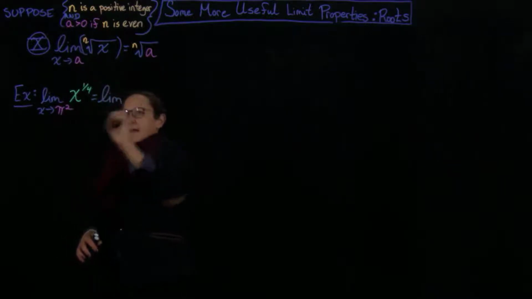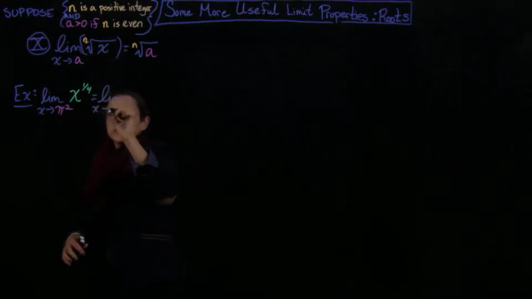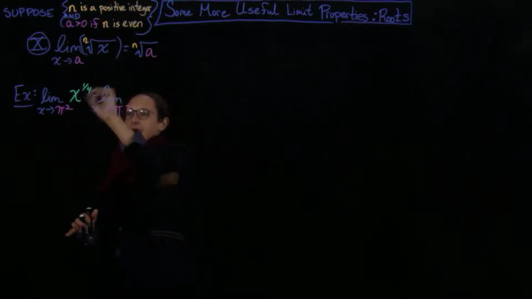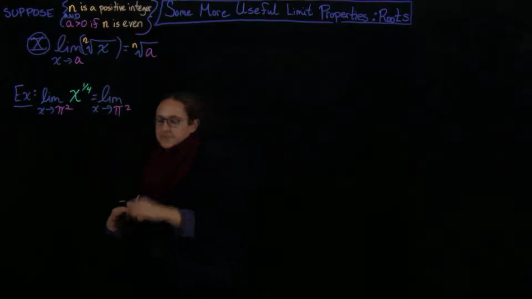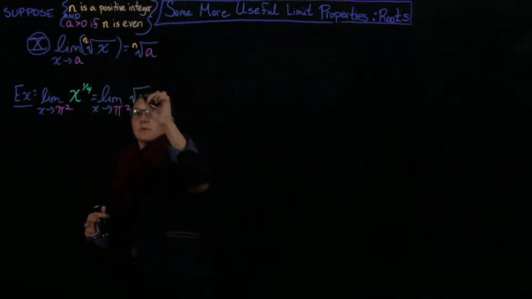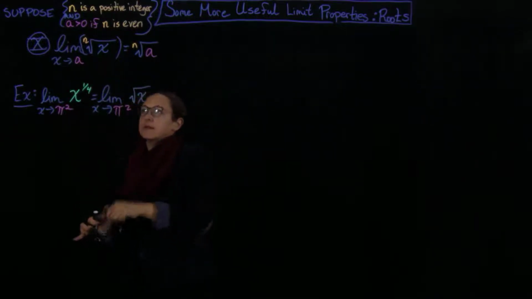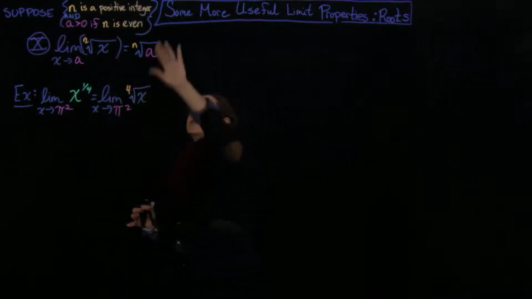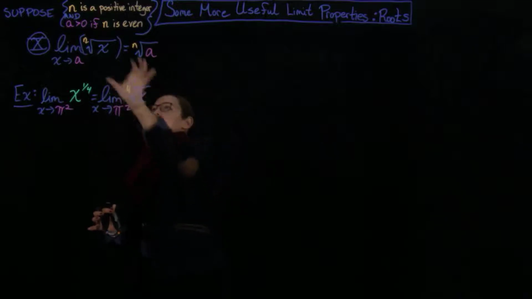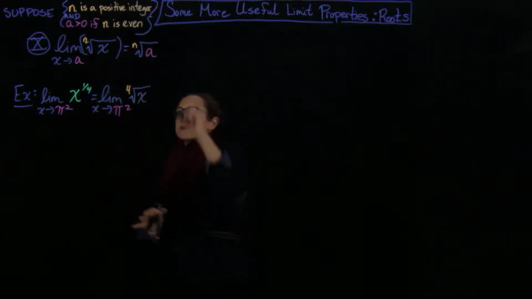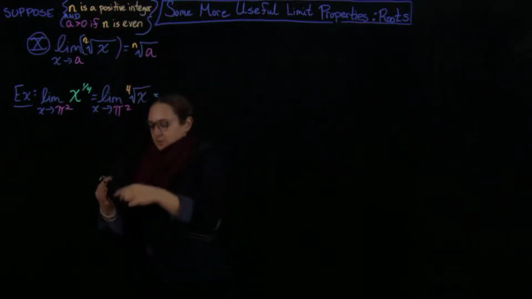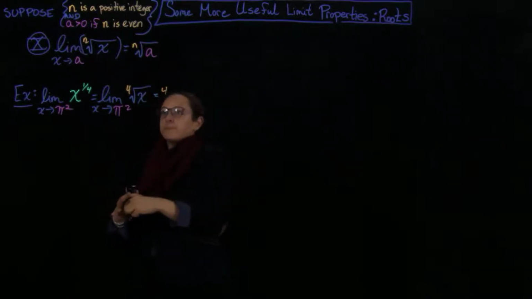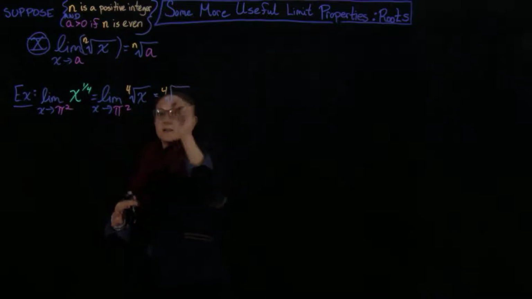This is equal to this limit, and another way to write that is that this is actually the 4th root of x. Using this property, you can see how these are exactly the same and correspond. So I can get here that this is equal to the 4th root of, and then I can put pi squared in here.